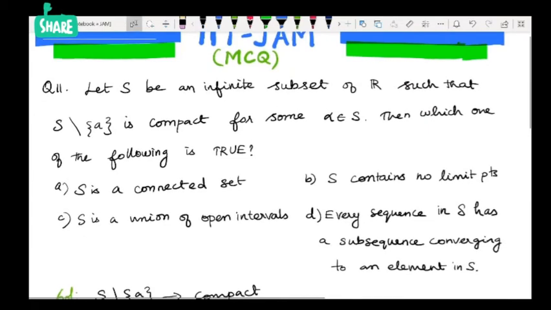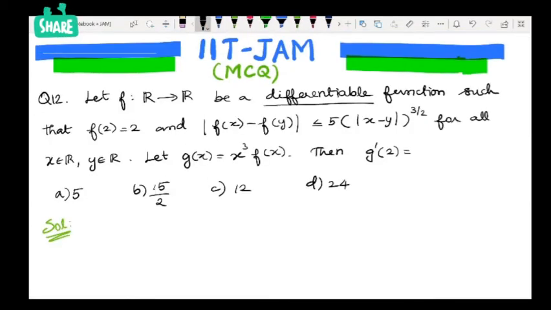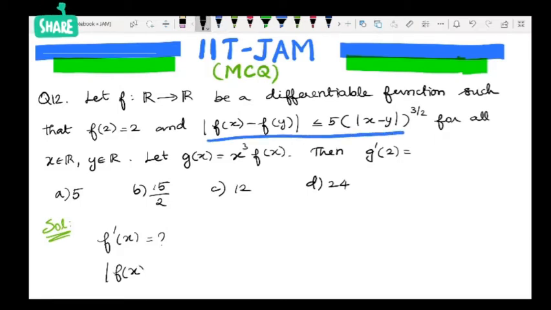Next question, we have a differentiable function f with f of 2 equal to 2 and a condition on f is given, and g of x is x cube f of x. We need to find g dash of 2. So let's start by finding f dash of x first. It can be found from this condition given. So modulus f of x minus f of y is less than or equal to 5 modulus x minus y, the whole power 3 by 2.